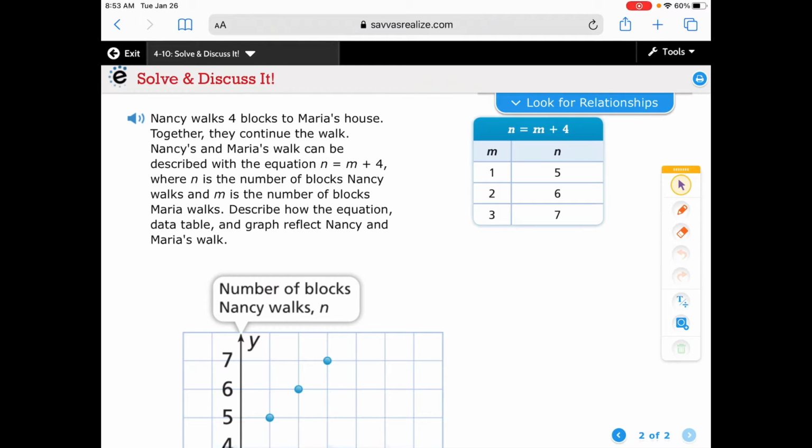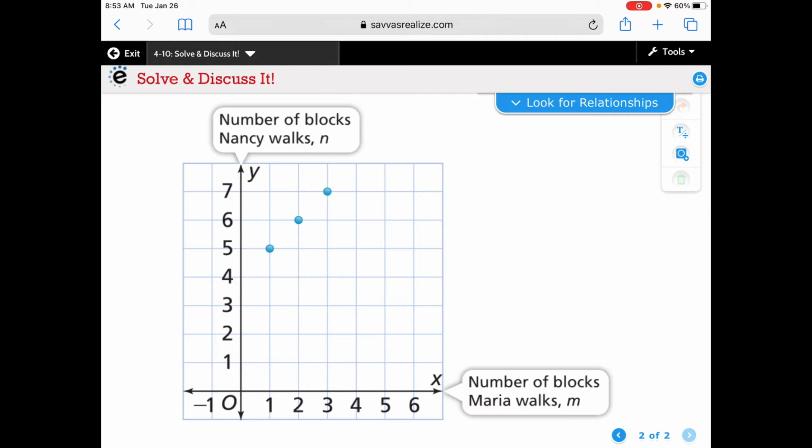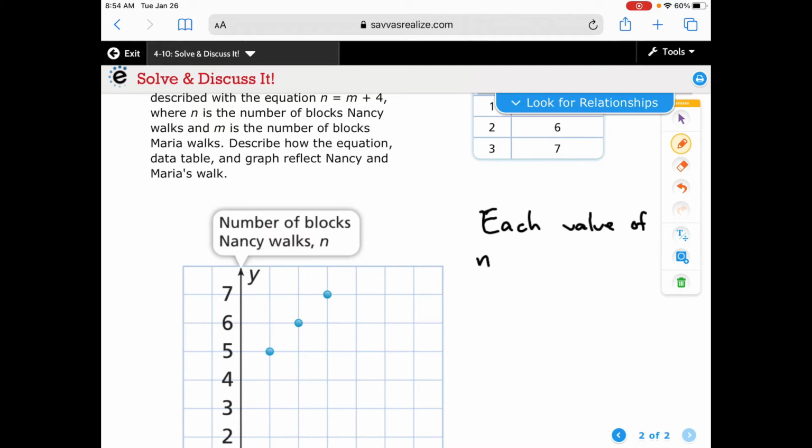So if we go to the table, which I hope is presented for you here, we can see that each value of n, well, let's scroll down first. So the n is our number of blocks walked, the y coordinate. The number of blocks Maria walks is on the m coordinate. Since Nancy already started walking first, we could say that each value of n is 4 more than m.